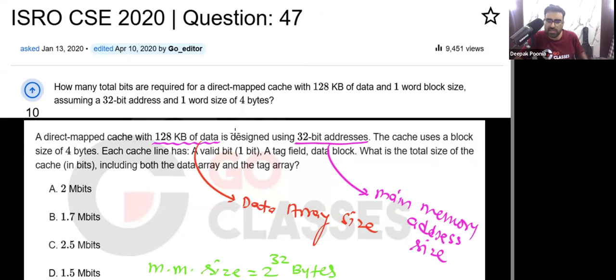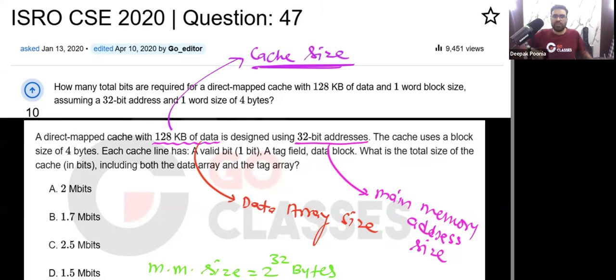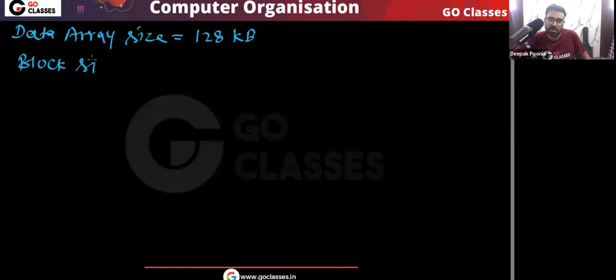And what is the cache memory size? That is equal to the data array size. So remember, 128 KB of data is basically the cache memory size, because by default, cache memory size does not include the tag array size. By default, when we say that cache memory size is 128 KB, it simply means we are talking about the data array size. Next, you can see the cache memory uses a block size of 4 bytes. Block size is equal to line size. And the main memory address size, that we already know, is 32 bits.